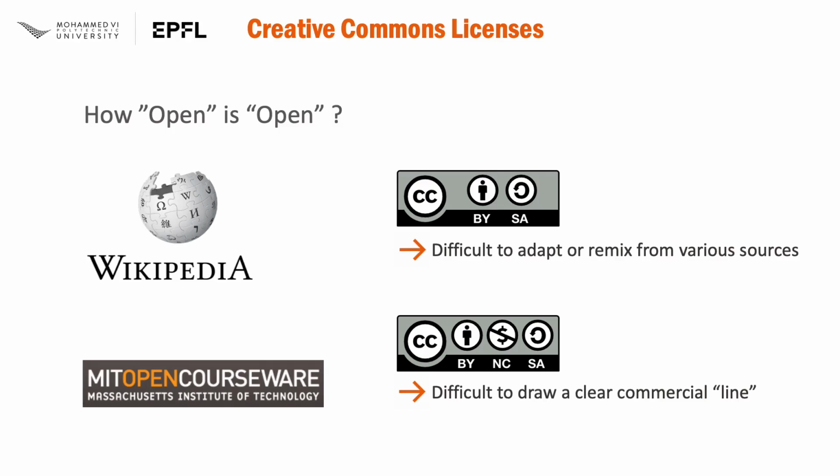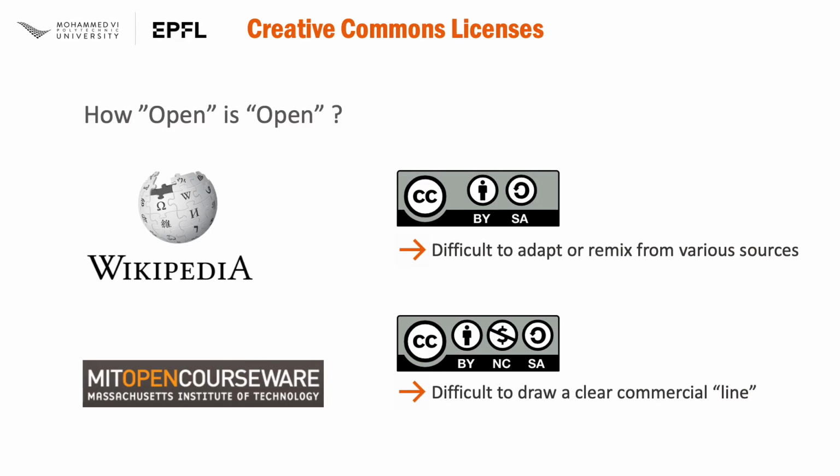The share alike condition may sometimes make it difficult to adapt or remix material from different sources and redistribute them under the same license. Also, it is sometimes difficult to draw a clear line between the commercial and the non-commercial use of educational material, especially when you need to make distinctions between the for-profit and not-for-profit distribution. While each side clearly believes that the share alike requirement promotes its particular use case, licenses that include requirements and restrictions typically harm the global goals of the broader open content community.